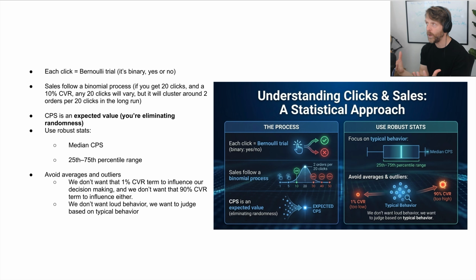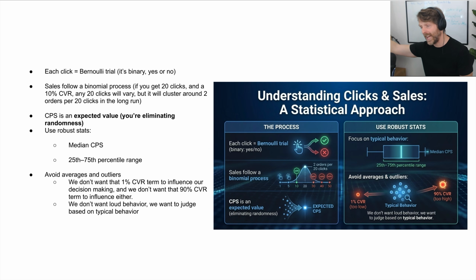So we basically want to understand that even of the stuff that does convert, you don't want to be too heavily weighed at the 1% conversion rate or the 90% conversion rate. You want typical behavior, not loud behavior. There's an assumption that most of your keywords are typical keywords, that most keywords that do convert follow a range of performance.